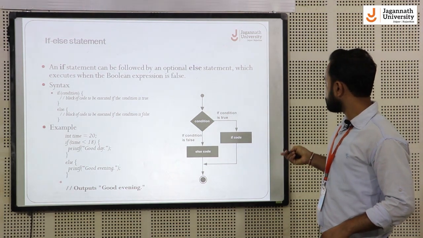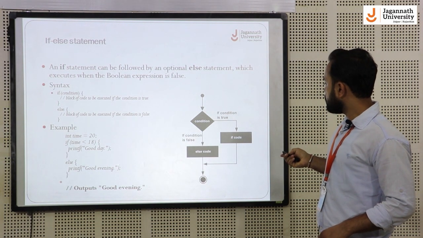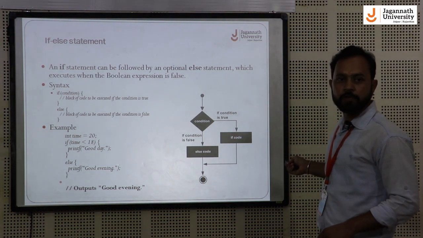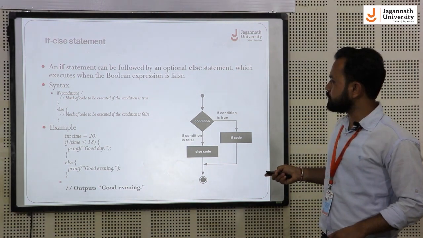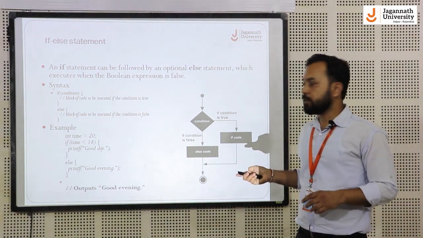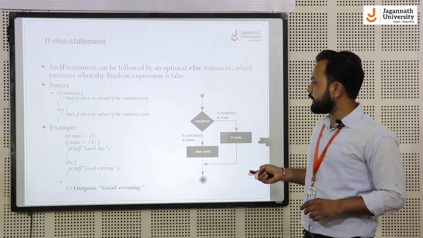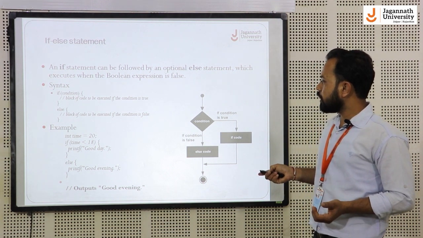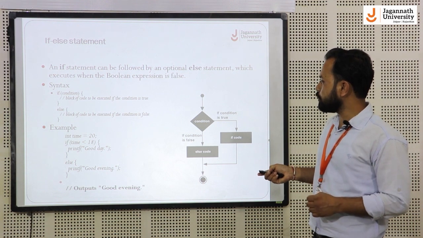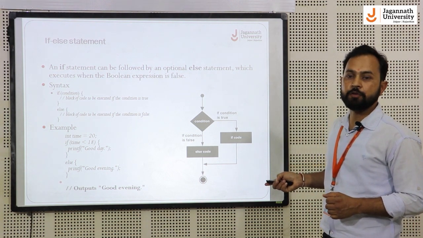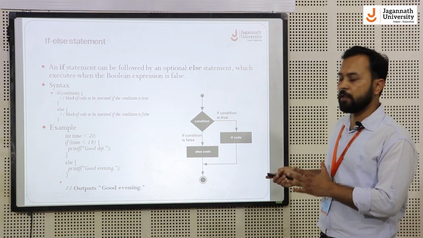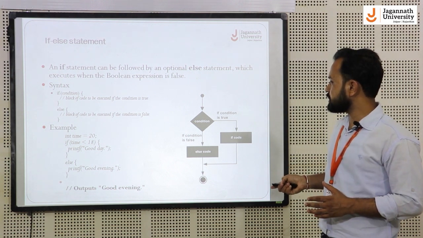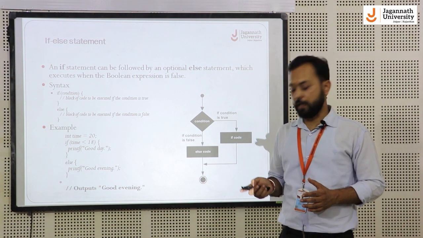We can understand this using this flow. This is the condition. If this condition is false, then the else code will be executed, and if the condition is true, this code will be executed. Now let us look at this example. Here time is a variable having the value 20. If this value is less than 18, which is the first comparison, it will print good day. But if this is not true, then the else statement will be executed, meaning good evening. In this example the value is 20, so the if statement will not be executed, the else statement will be executed, and the output will be good evening.